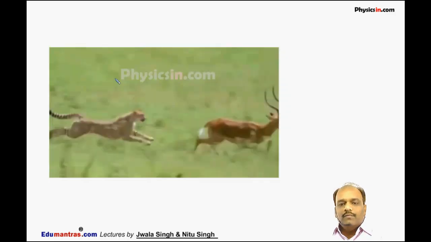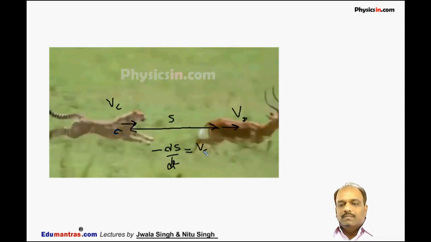Now we will analyze this video. Initially this cheetah starts running towards this deer. The cheetah is running with a speed Vc and the deer is running with a speed Vd. The separation between these two initially is decreasing, so we will write ds by dt is equal to Vc minus Vd. This is called velocity of approach.